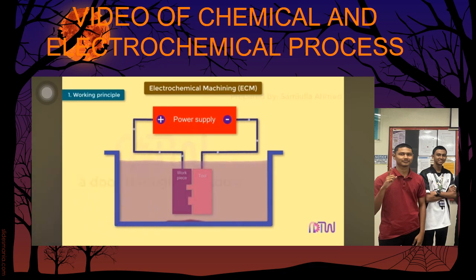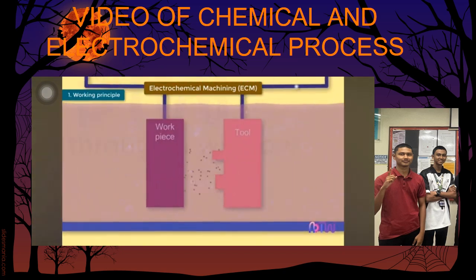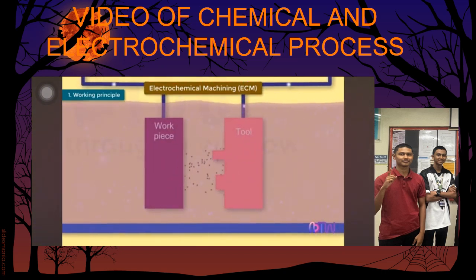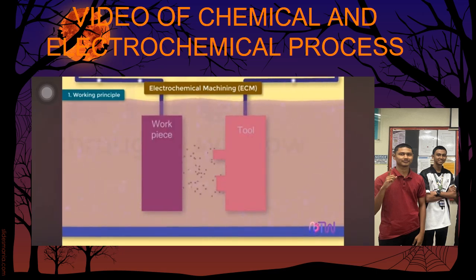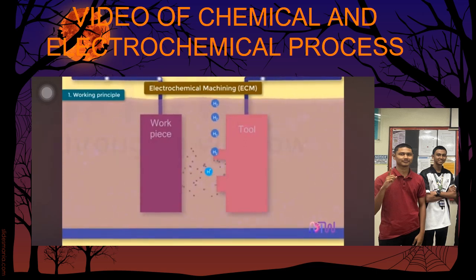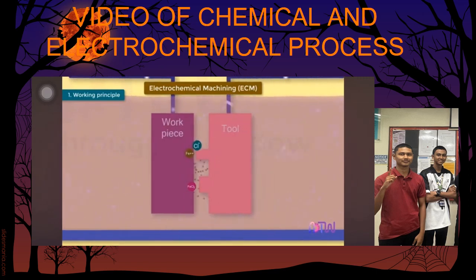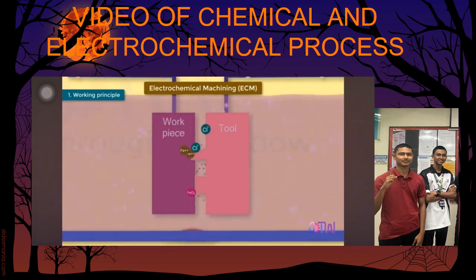Let us understand the chemical reaction taking place in this process. As the potential difference is applied across the electrodes, the movement of ions starts between the tool and workpiece. The positive ions move towards the tool and negative ions move towards the workpiece. At the cathode, the hydrogen ions take electrons and get converted into hydrogen gas. In the same way, the iron atoms come out from the anode, which is the workpiece, as Fe++ ions.